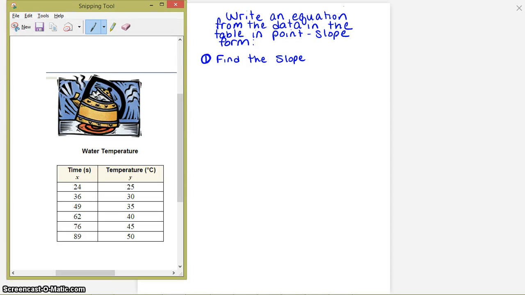Alright guys, here's the practice problem, the actual application problem that I want to talk to you about. We want to write an equation from the data in the table in point slope form. So the first thing we want to do is find the slope of what's happening here. That looks like it might be pretty easy.